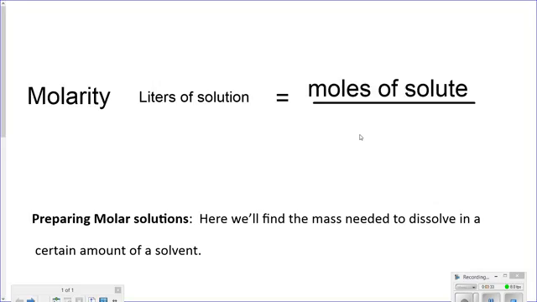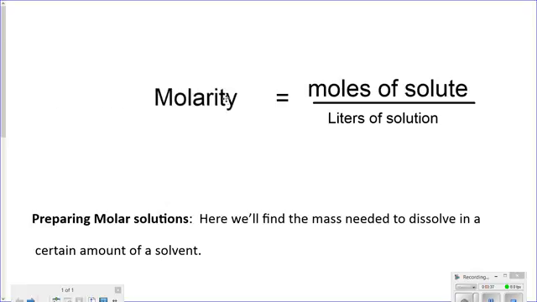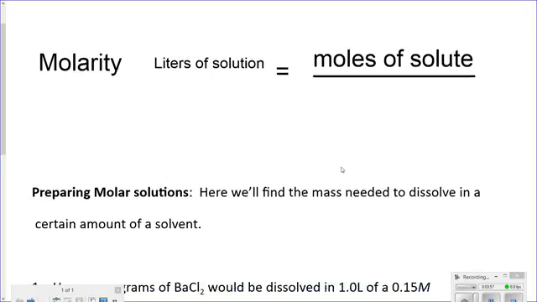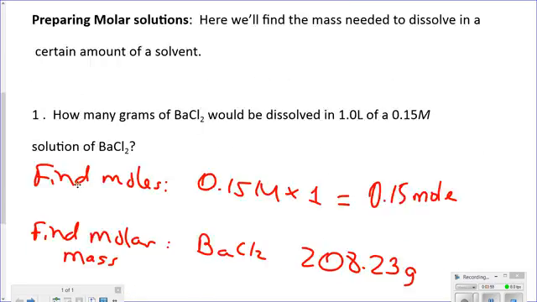If I look at the equation, this is the equation originally. Molarity equals moles of solute over liters of solution. I want to find this first, which is moles of solute. Therefore, bring the liters of solution up, and I have molarity times liters of solution to give me moles. That's the first thing I did. I found the moles. Molarity times liters to give me moles.